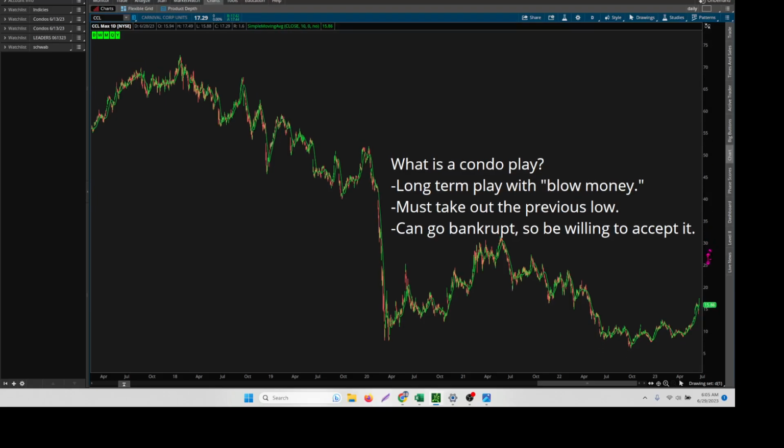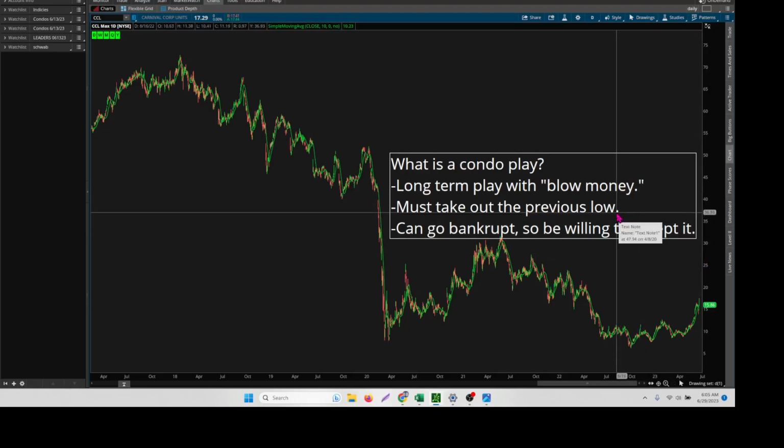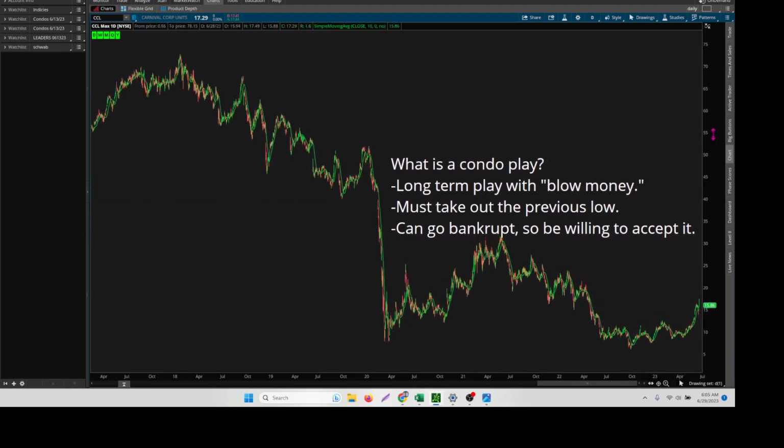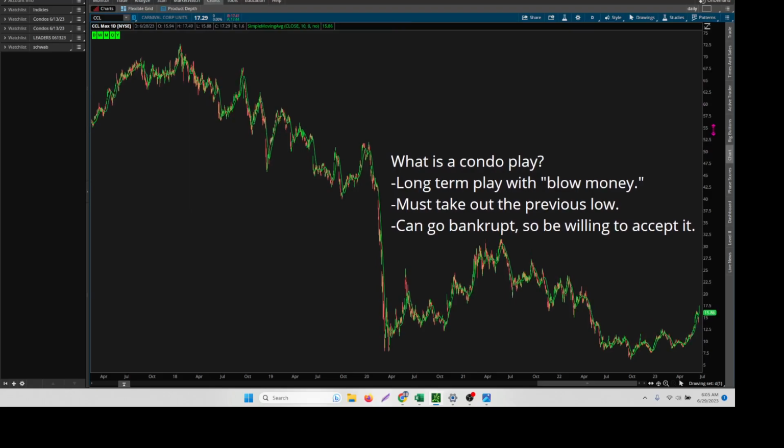So some of the rules here: must take out the previous low, or I should have an or in here, or make higher lows. Okay. So the other thing you have to be willing to accept is that this play can go bankrupt. So you've got to be willing to accept it. But if you tie in support and resistance in the strat with this, hopefully you're going to not let it go bankrupt. But it does happen. When I was first playing condos, I had two or three of them go bankrupt, and it sucks. But you know what? You move on. So those are the rules here.